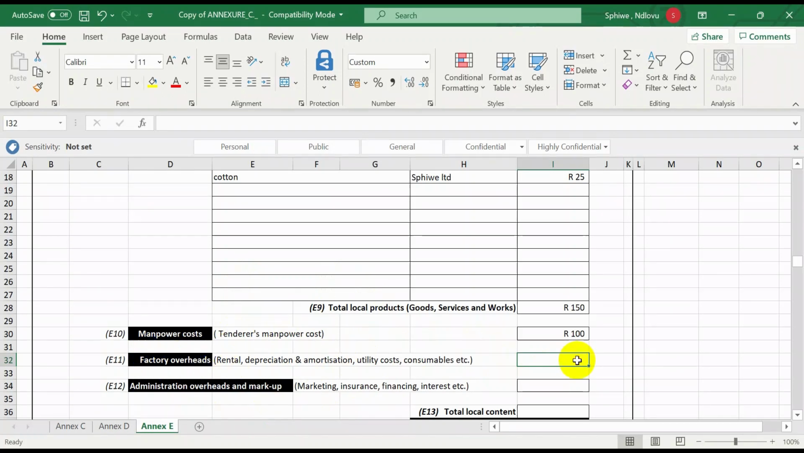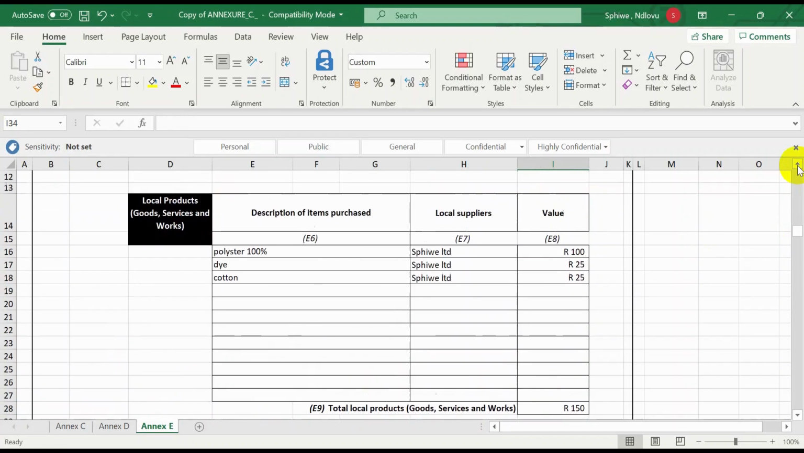So let's say they cost you 150 for argument's sake, and then in terms of the administration, markup, marketing and all that, remember all these three items that you are putting here are as per your invoice. Therefore, you don't have to put the markup.